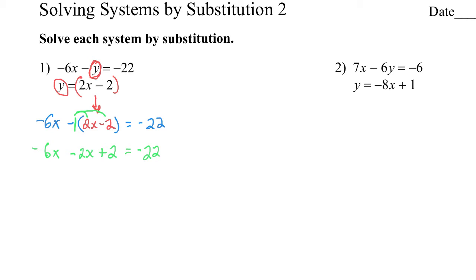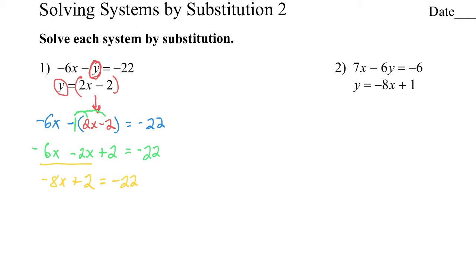And now I can combine my x's and then solve for x. So since these x's are on the same side of the equation, they can get added together as they are, or subtracted, whichever way you want to look at it. So we have negative 6 minus 2. So they're both negative, so it's going to add and stay negative. So we have negative 8x, and then positive 2 equals negative 22. Just drop down those.